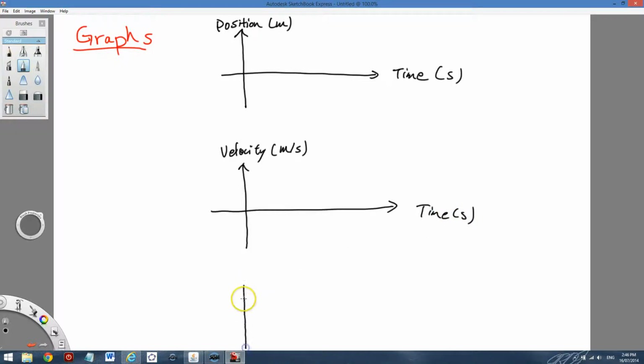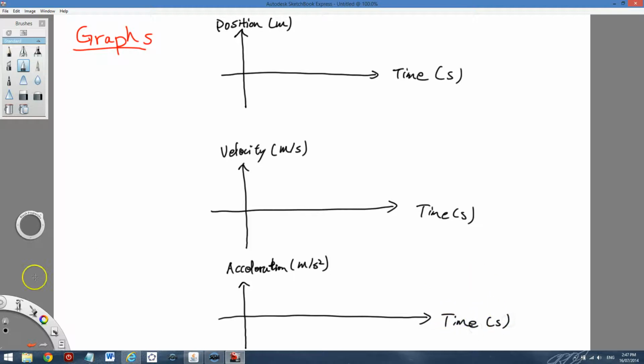And the last graph will be the acceleration time graph. Acceleration in meters per second square. Remember the unit of acceleration, and the time in seconds. Now, what we can learn from those 3 types of graphs is that, believe it or not, these 3 types of graphs are connected. They are somehow related.